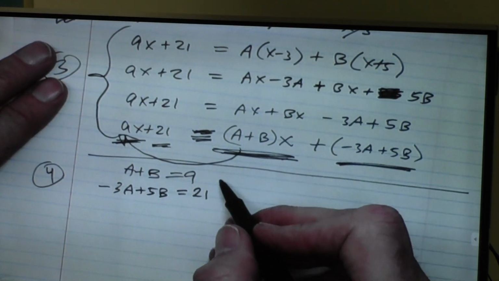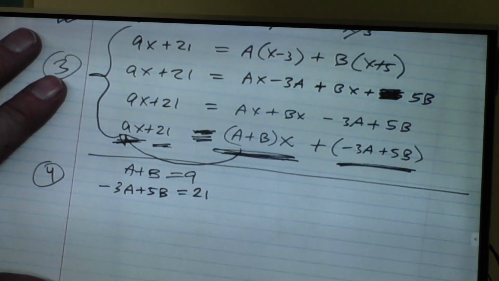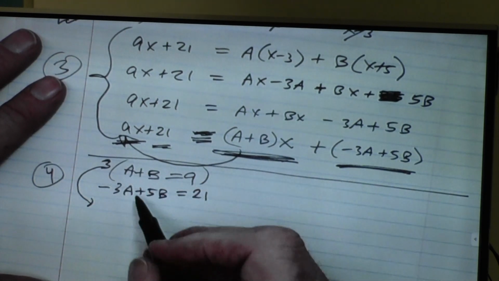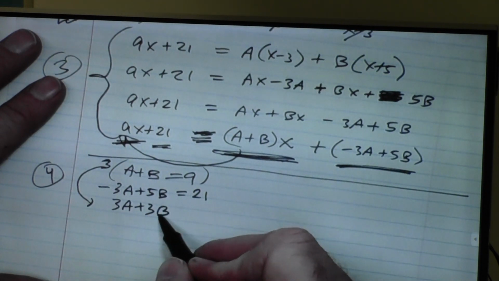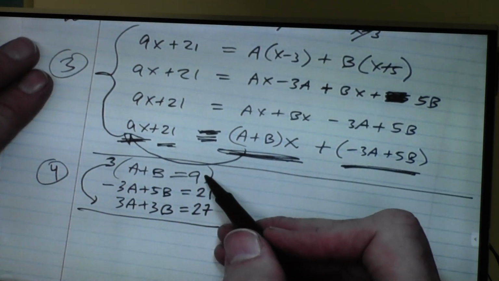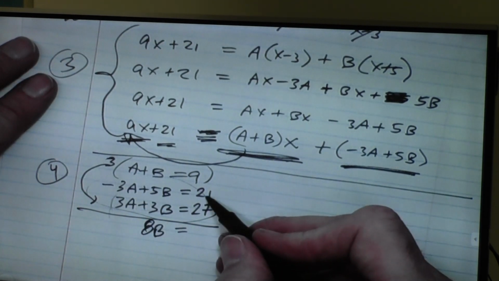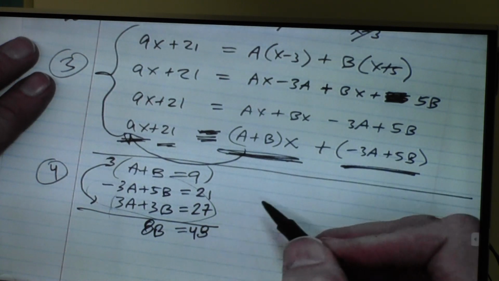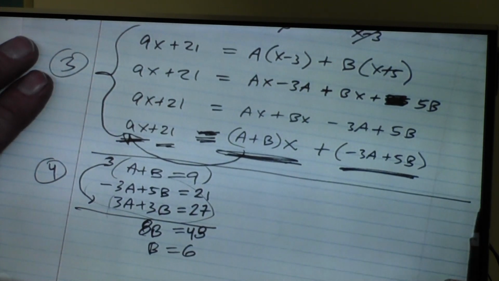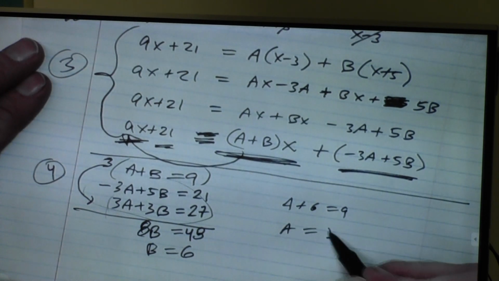You can move the b over here as 9 minus b and plug that in for a and do substitution. I personally would prefer doing elimination. I'm going to multiply this one by a positive 3. 3a plus 3b is equal to 27. And by multiplying that equation by 3, now these two I can add because the a's go away. 8b equals 48. When I divide by 8, I get b is equal to 6. That looks familiar. Put the b in here. A plus 6 equals 9, so a is 3.